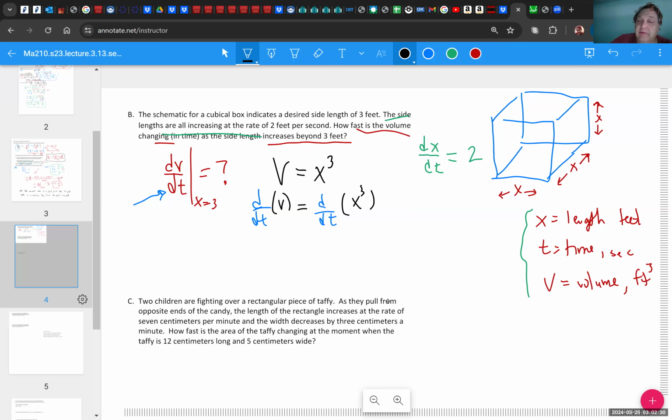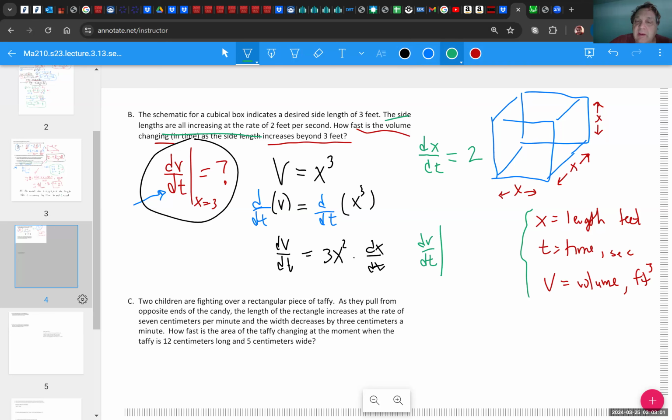We do our chain rule. The derivative of V is just 1 times dV/dt. The derivative of x cubed is 3x squared times the derivative of x. And the derivative of x is dx/dt because we're differentiating with respect to t. So that's what dV/dt is. We are looking for dV/dt when x equals 3. So I can finish up this problem. dV/dt when x equals 3 would just be plugging in 3. So that'd be 3 times 3 squared times dx/dt.